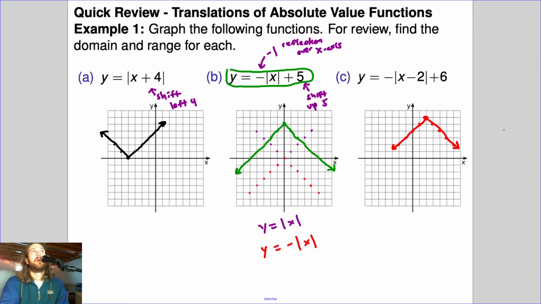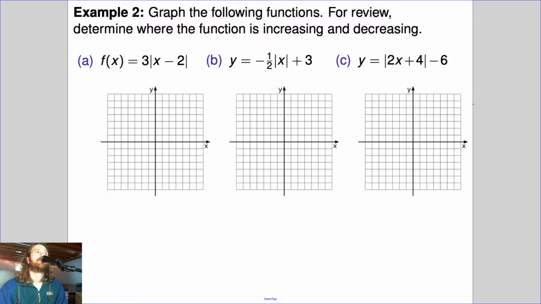All right. It's looking good. We went to the right 2, up 6. Hopefully I counted correct. Same shape as the parent function. Yep, double checking my work. That looks good to me. All right, let's keep cruising.